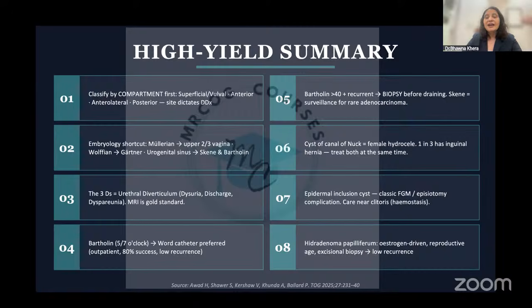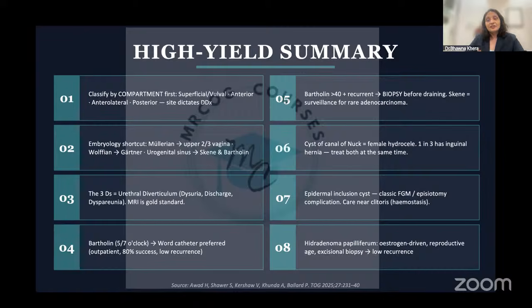So here are the high yield summary points from this particular article. Classify by compartment. First, superficial: what is anterior, what is posterior? That itself clarifies the reason. Embryology shortcut: think about the embryological origin. Do not forget that. The 3 Ds for urethral diverticulum, a very, very important topic in RCOG favorite: dysuria, discharge, dyspareunia. MRI is the gold standard.